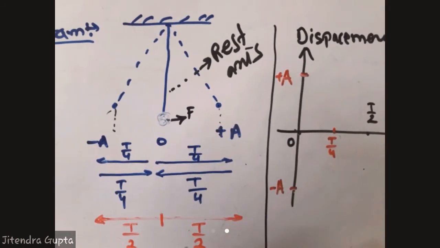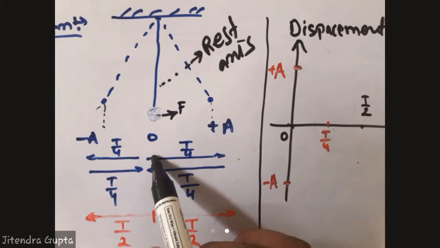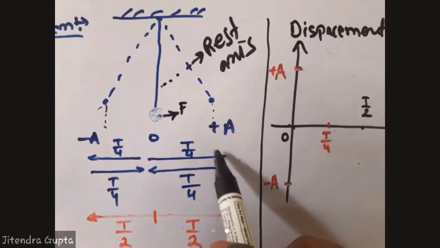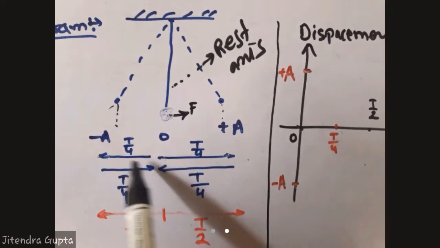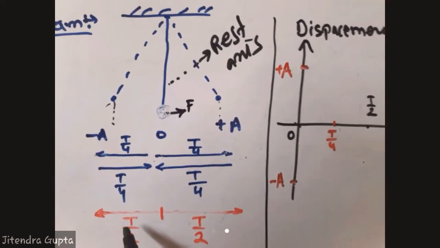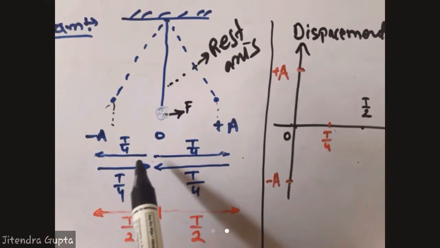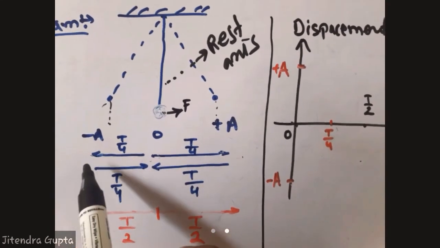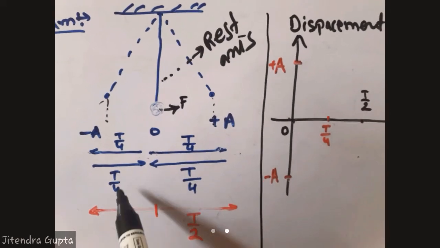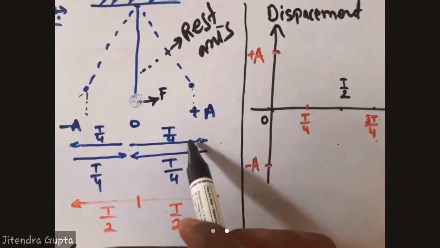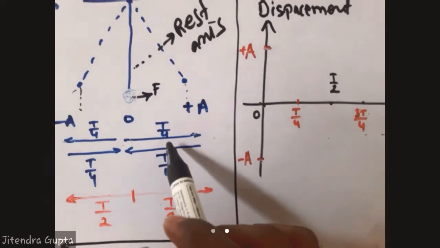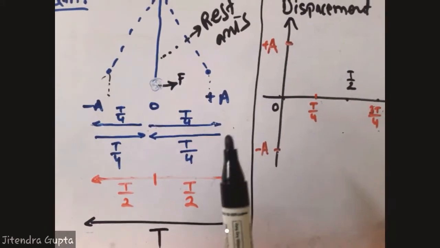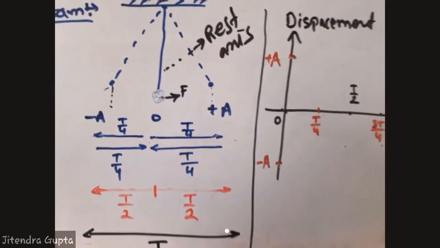Now pay attention here: the time going from here to here and coming back from here to here is T by 2, and going again from here to here and coming back is T by 2. Again each half period is divided into two parts, T by 4 and T by 4, and the total time period is T. So let us draw on the graph and find it.